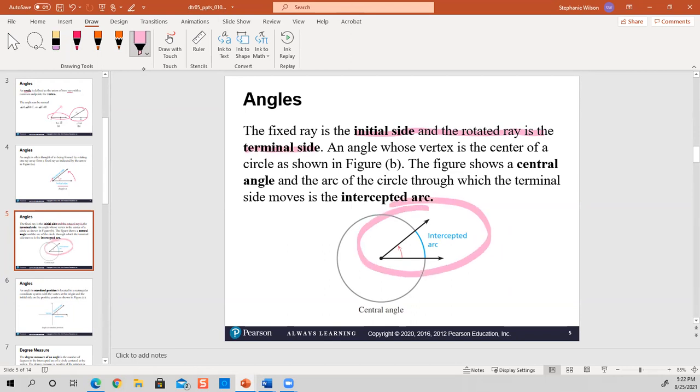A central angle is an angle whose vertex is the center of the circle, as shown here. The figure shows a central angle. So we have a central angle, and we have an arc of the circle through the terminal side, the intercepted arc. So here we go.